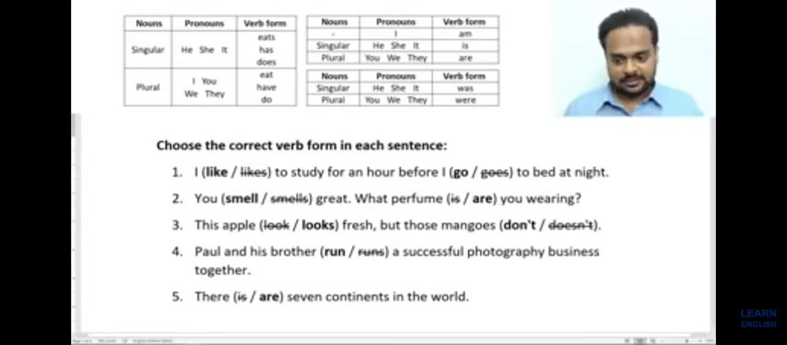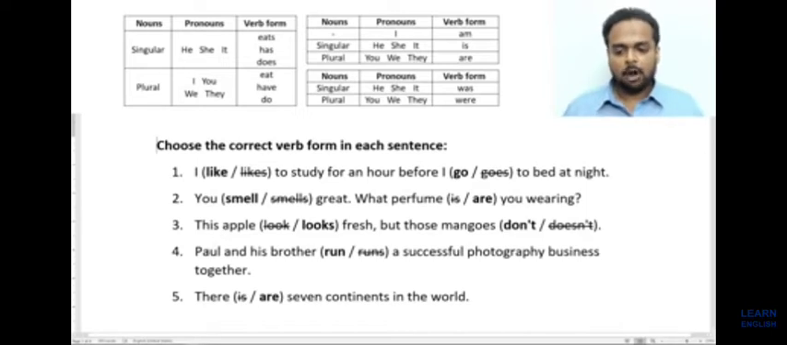Number 3, this apple looks fresh. There's only one apple we're talking about here, so we add S to the verb. That's the singular form. This apple looks fresh, but those mangoes don't. Those mangoes are a plural. So we don't add S to the helping verb do. Those mangoes don't. That means they don't look fresh.